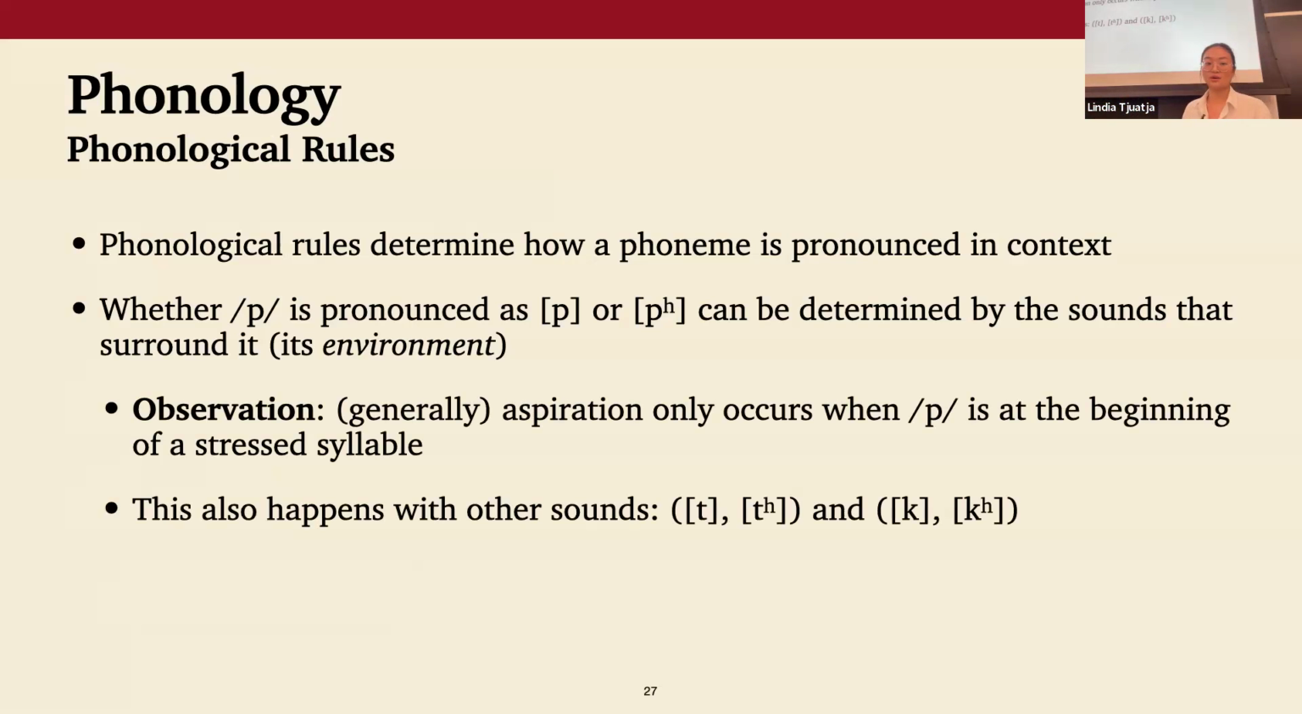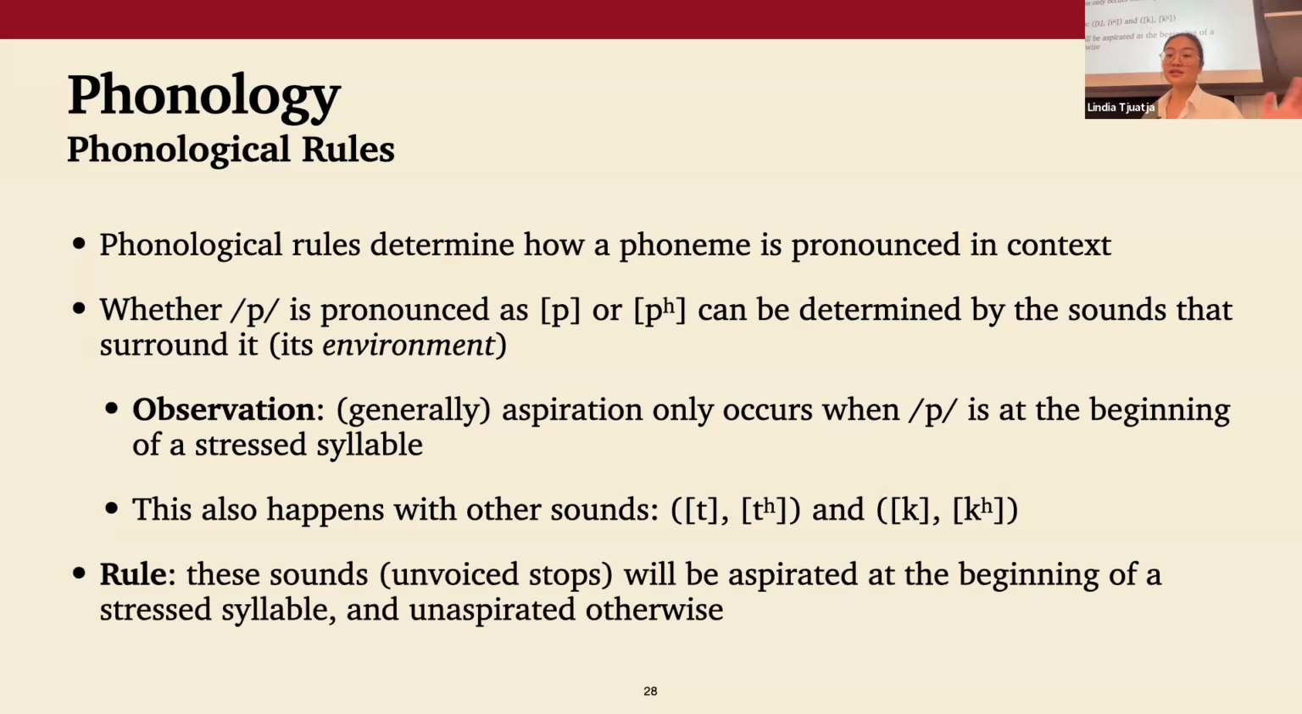We can also see, though, that this happens with other sounds like t and k. It turns out that p, t, and k form a very salient group of sounds called unvoiced stops. So we can write a phonological rule. These unvoiced stops will be aspirated at the beginning of a stressed syllable, otherwise they will be unaspirated.